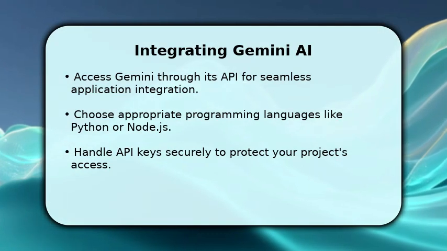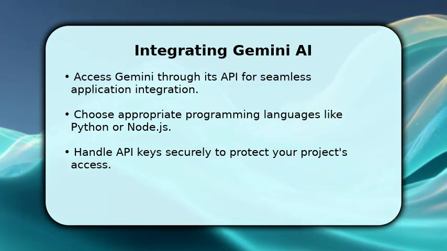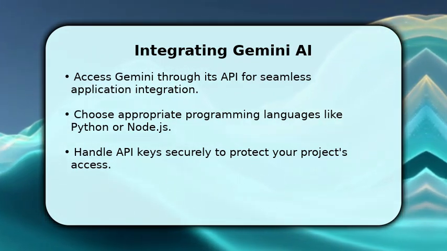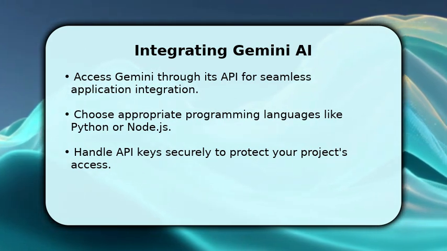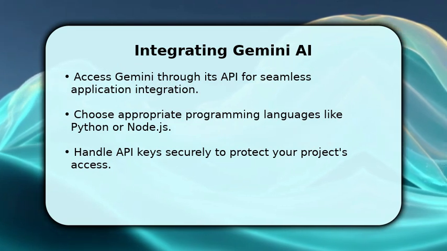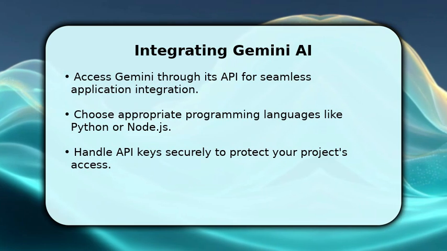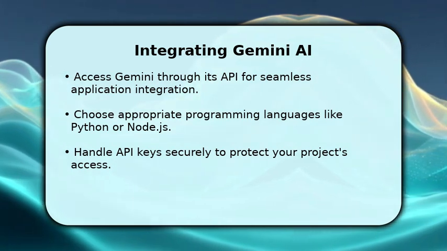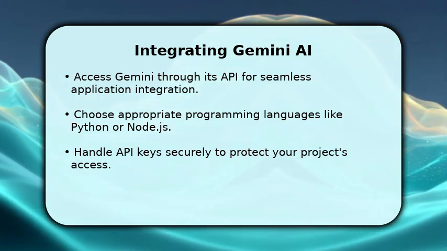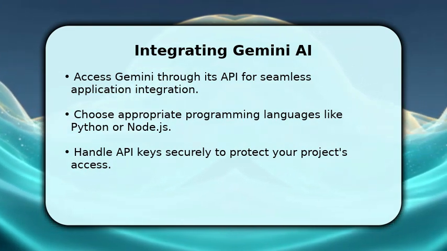To integrate Gemini, you'll typically use its API. Begin by setting up your development environment, choosing a language like Python or JavaScript. Securely obtain and manage your API keys. Never expose them publicly. Then, make API calls to send prompts and receive responses. This allows your application to leverage Gemini's intelligence directly and efficiently.